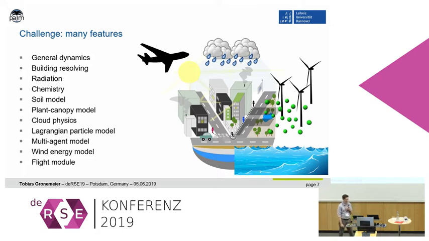We have a flight module, so we do not simulate actual planes, but we can simulate flights through the atmosphere and measure data along the flight path. And we also have an ocean model, so we can switch the model, and then we no longer simulate the atmosphere but the ocean, which is basically the same with a different density.